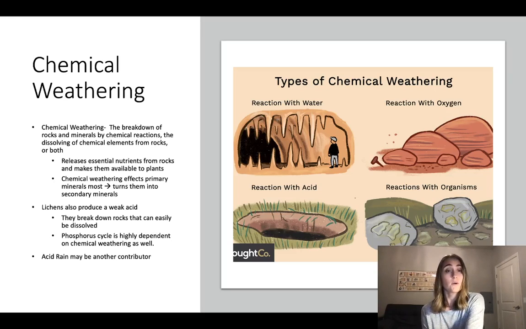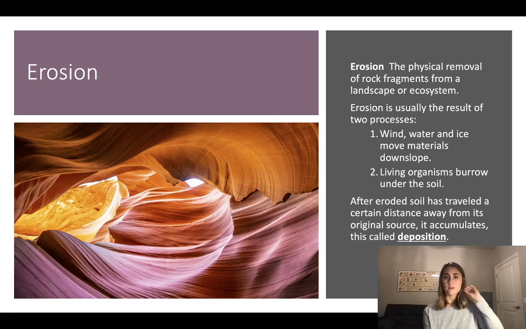So that's chemical weathering. And the third one here is erosion. And so erosion, like I said, is very similar to physical weathering in that it is a physical removal of rock fragments. But this is more specific. It's from a landscape or an ecosystem, and it's removing them so much so that they're actually traveling a very certain distance away from their original source, and they're going to accumulate elsewhere, so outside of that original landscape or ecosystem. And so they're traveling this very specific distance, and they're going to end up as a deposition somewhere.